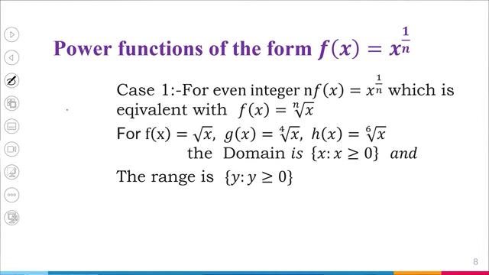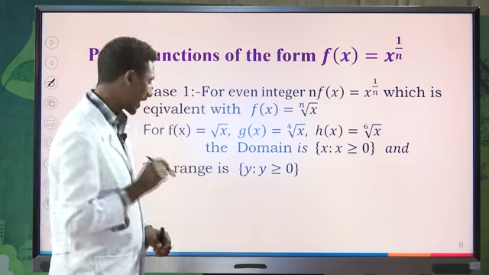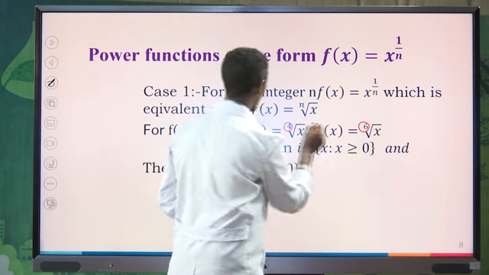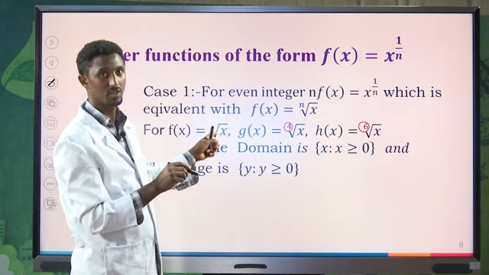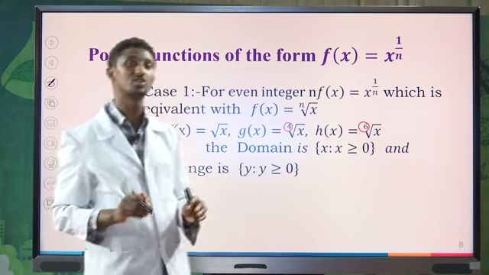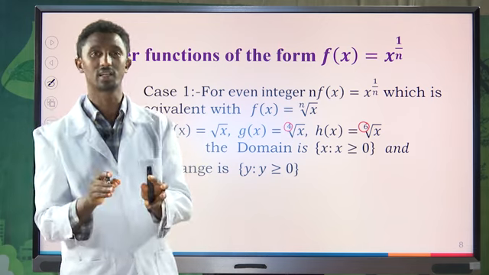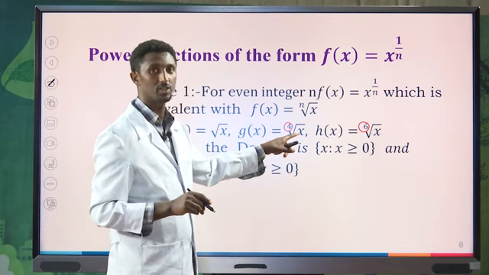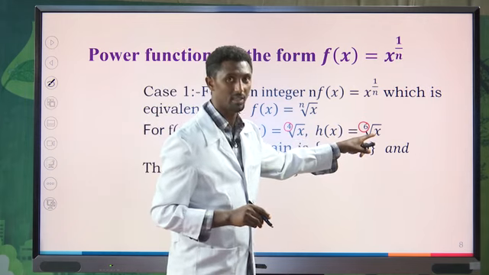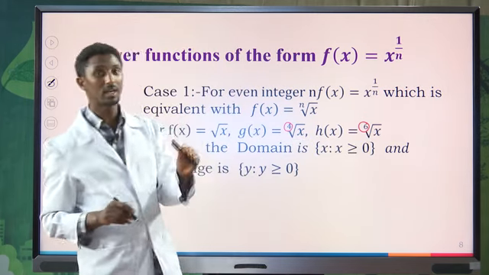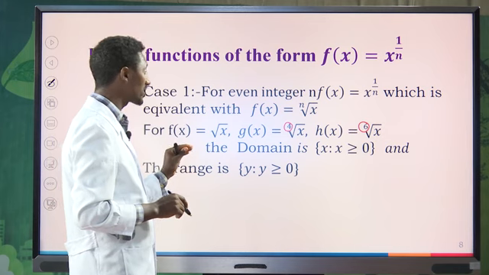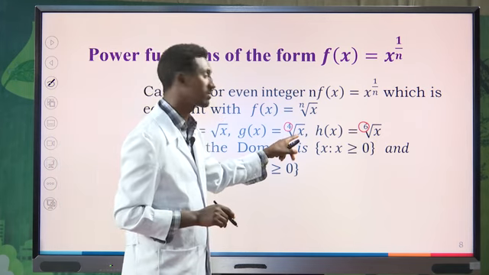So now, to determine the domain and range, what determines the domain of such power functions? The index, or n, determines the domain of such power functions. Here, the square root implies the index is 2. If the index is an even integer, the radicand must be a non-negative real number. What is the radicand? This x must be greater than or equal to 0. So what restricts the domain? The index. If it is an even index, the radicand must be a non-negative real number.